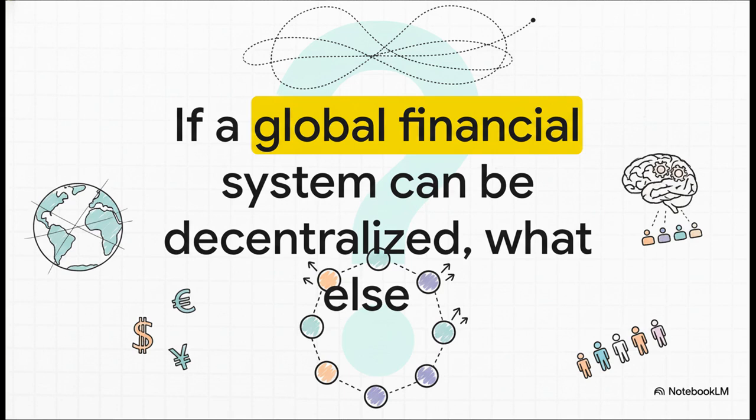So the huge takeaway here is that a complex, powerful, global system can actually work, and work well, without a central ruler, all thanks to this P2P design. And that leaves us with a pretty powerful question to chew on. If a global financial system can be run this way, what else could be?